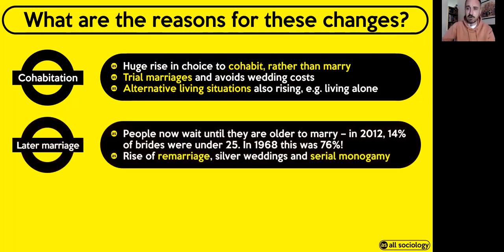One of the other things about marriage is that people now marry a lot later in life. In fact, if we look at the statistics there, in 2012, only 14% of brides were aged under 25. But if you go back 50 years ago to 1968, this was 3/4 of them. So a massive decline in people getting married when they're young. But what sort of replaced that is the fact that now people either wait until they're older, or we have people getting married more than once in their lifetimes through remarriage.